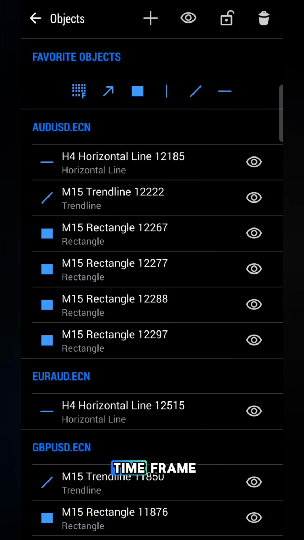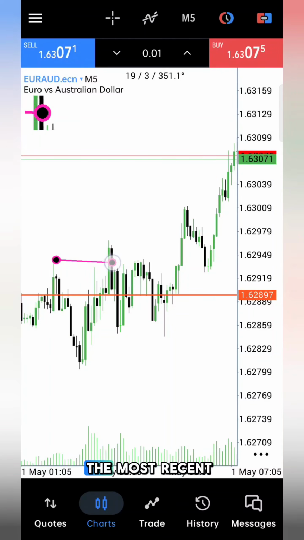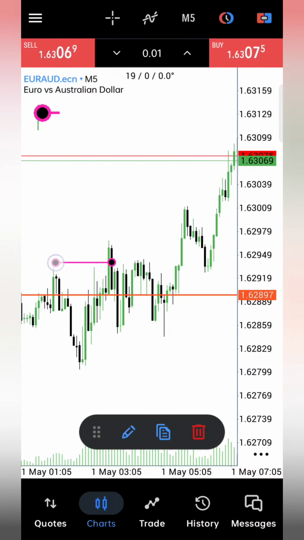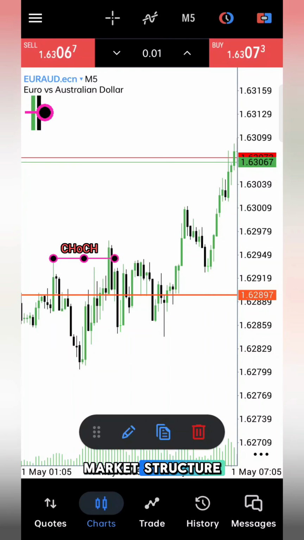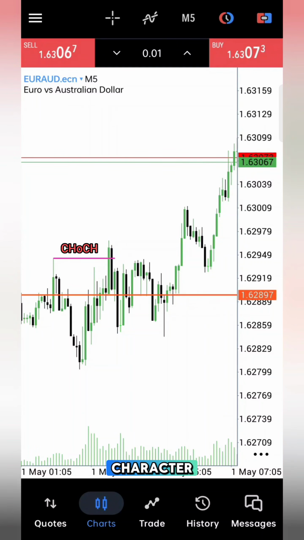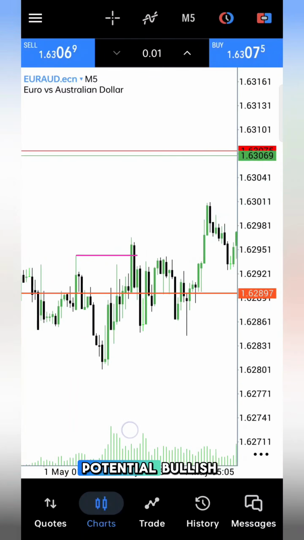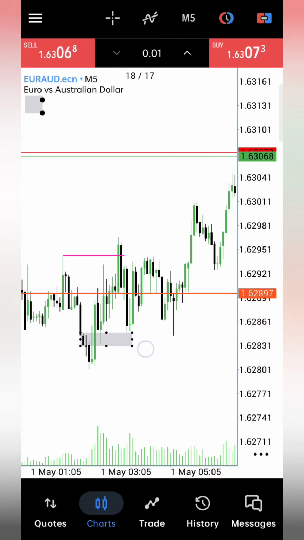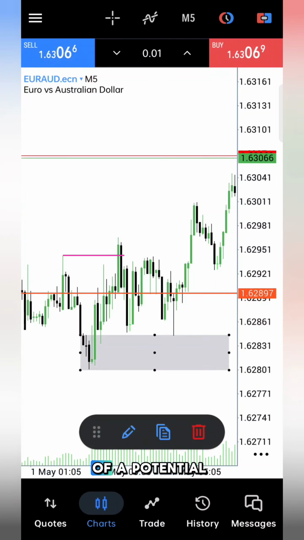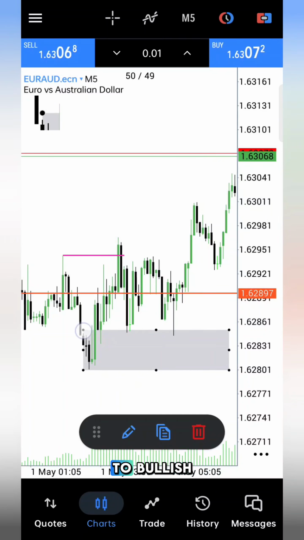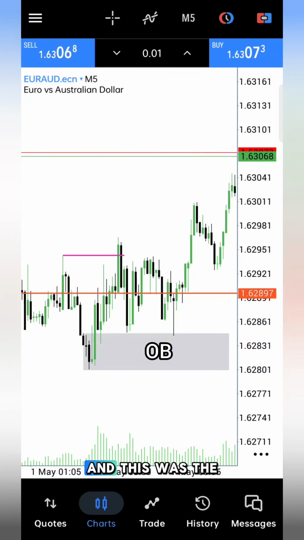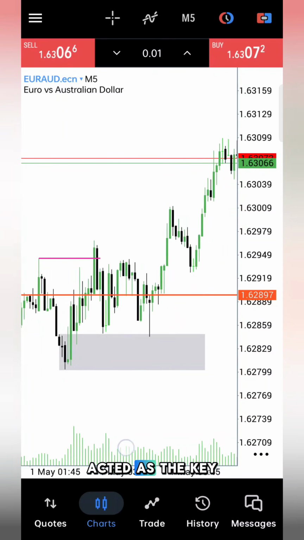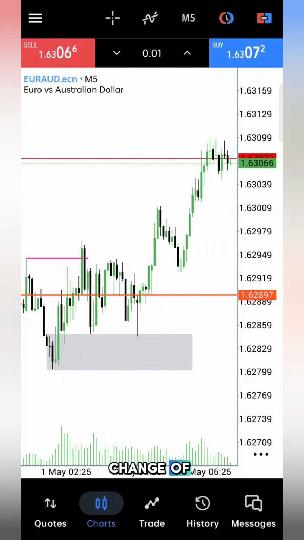On the 5-minute time frame, price has broken the most recent lower high, confirming a shift in market structure and forming a change of character, indicating potential bullish intent. A break of the most recent lower high is a key early signal of a potential shift from bearish to bullish structure. And this was the order block that acted as the key zone behind the change of character.